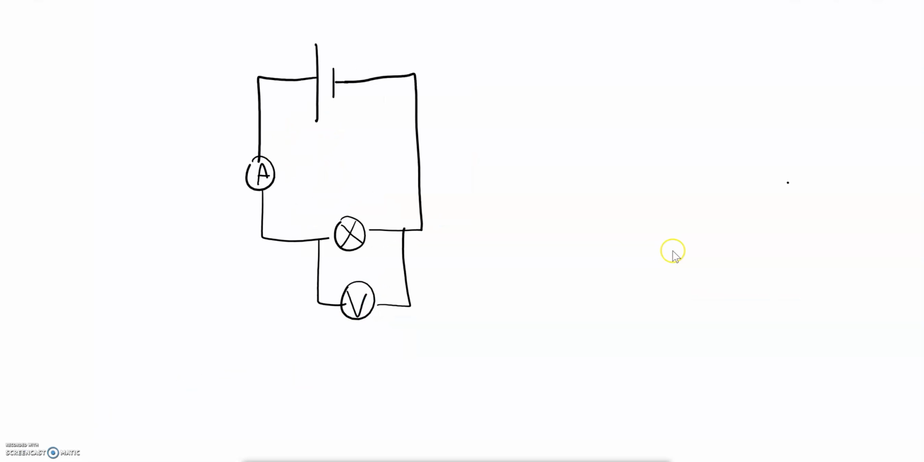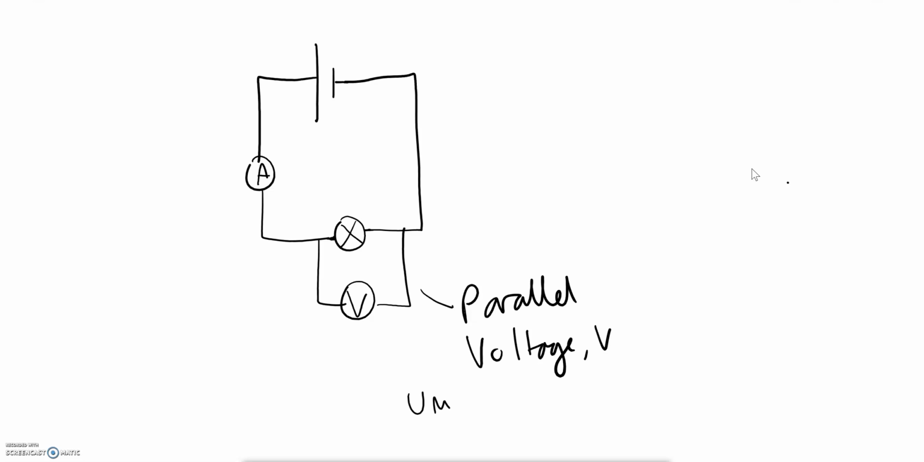So here you can see a circuit diagram of that circuit you just saw. Make sure you always draw it carefully and complete the lines. There's no gaps in the circuit. Again, the voltmeter is connected in parallel, and that measures the voltage, which has symbol V. The units, this is just a recap, are volts, again capital V.